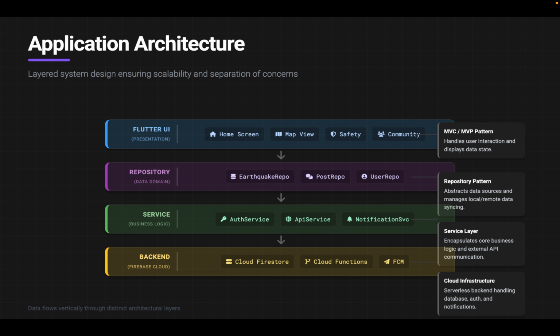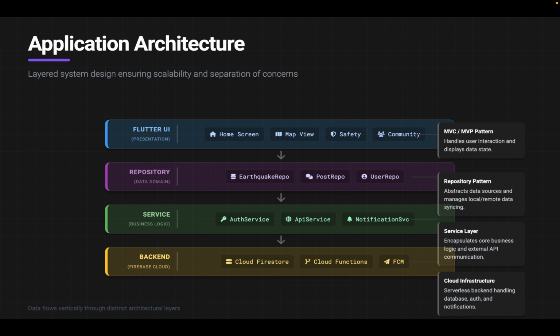And our application architecture starts with Flutter UI for presentation. We have home screen map view, safety and community screens here. We used MVC MVP pattern. And secondly, repository pattern. It provides data domain. We created classes like earthquake repo, post repo, and user repo. We have used repository pattern here.